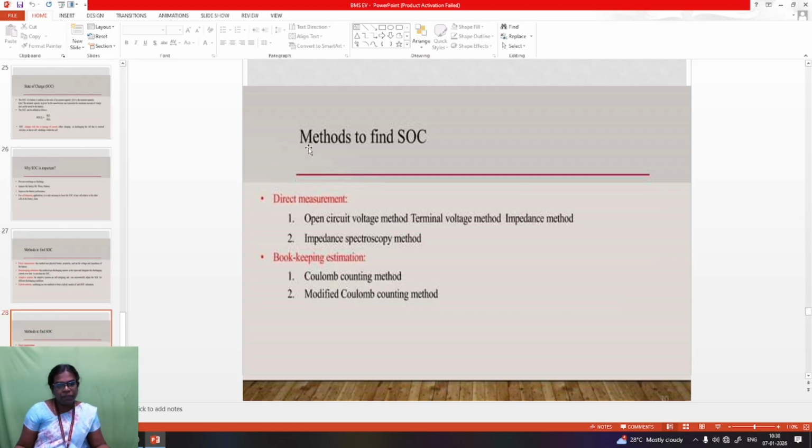Continuing from the previous session. First we see the direct measurement: open circuit voltage method, terminal voltage method, and impedance method. There are 3 methods, and impedance spectroscopy methods. So these are all the direct measurement methods to find the SOC. And bookkeeping estimation means these are the formulas: Coulomb counting method, that means charge, and modified Coulomb counting method. This is the charge variation between the initial and the running or ending state, how the charge in the battery varies. Now find the SOC.